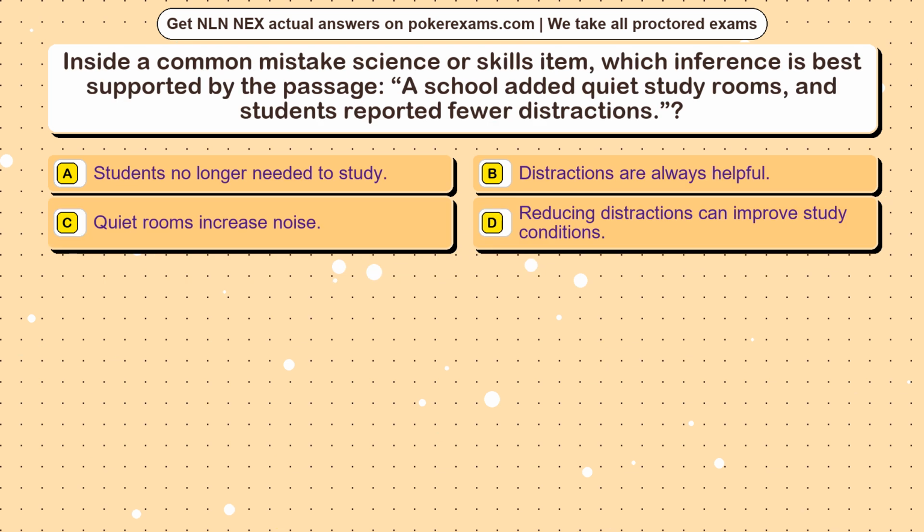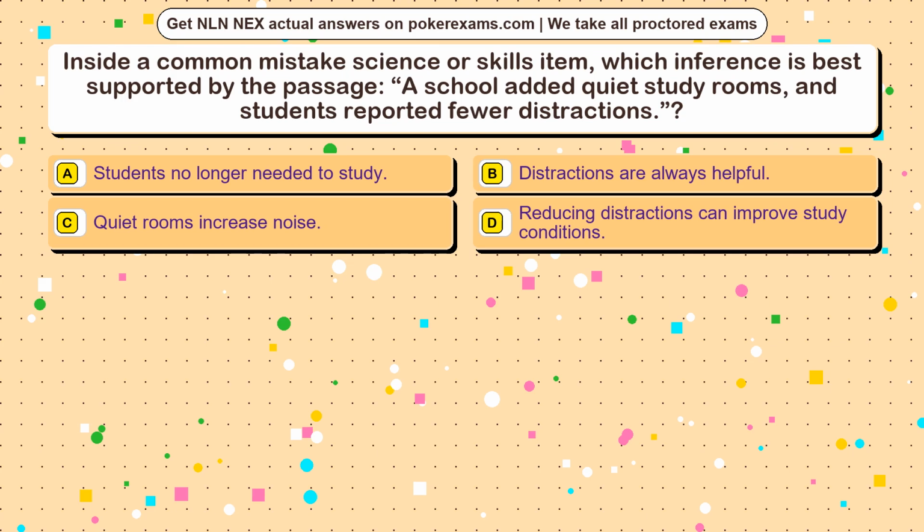Question 24. Inside a common mistake science or skills item, which inference is best supported by the passage, a school added quiet study rooms, and students reported fewer distractions? Option A, students no longer needed to study. Option B, distractions are always helpful. Option C, quiet rooms increase noise. Option D, reducing distractions can improve study conditions.